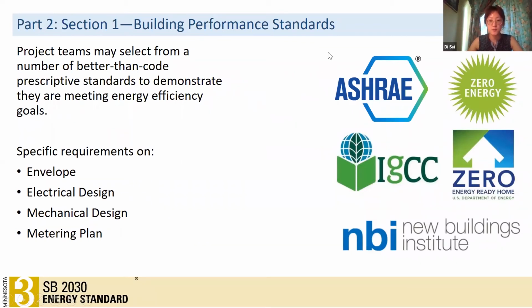So the next step will be to implement the energy efficiency measures, which means that the project team needs to select from a number of standards and to prove that all the requirements are met. So those requirements basically cover the design of envelope, electrical and mechanical systems. And besides those, SB 2030 in general also requires providing a metering plan, which we will talk about later. And next slide.